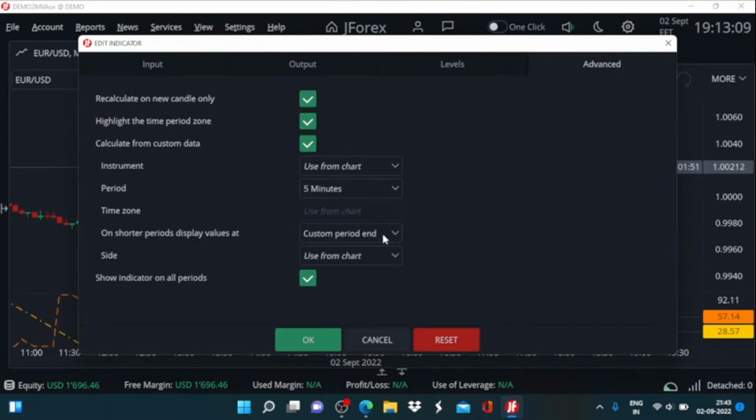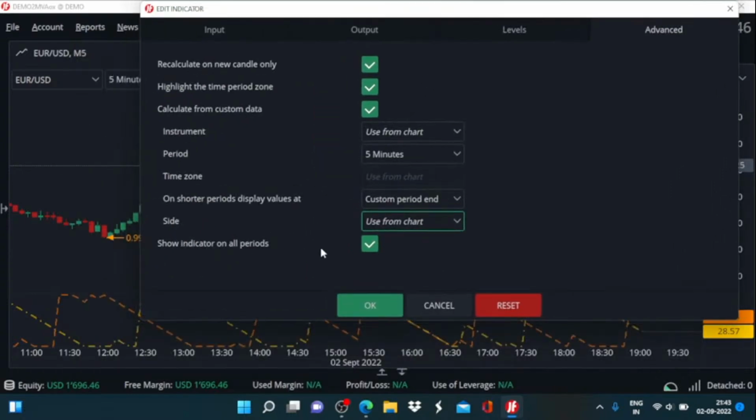Now coming to the time zone, it can be used from the chart. On shorter period, display values at custom period end or start, middle, or each candle. So you can take any of the options. The spread side can be opted from the chart, or you can specify it: ask or bid. So regardless of what the charting candle spread side is, you will have your own chosen spread side reflected on the output value of the AROON indicator.